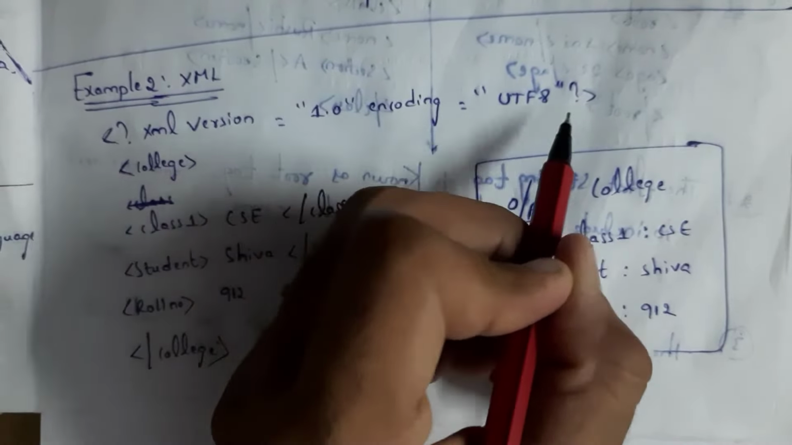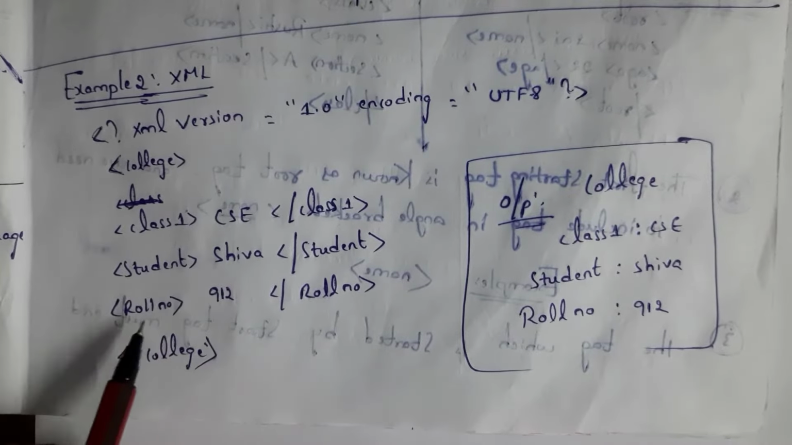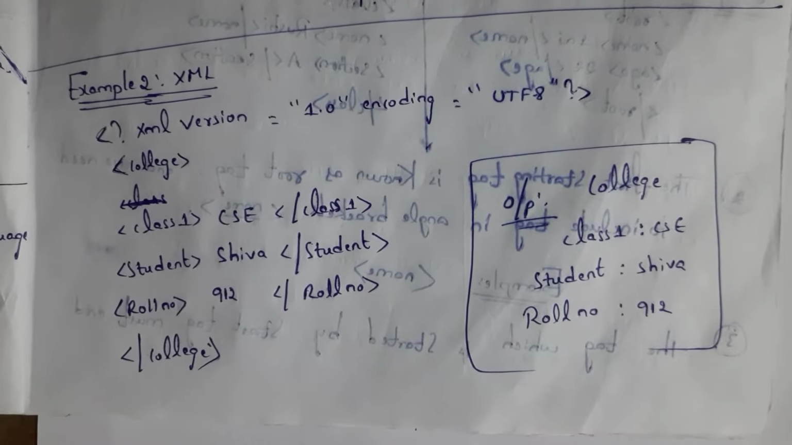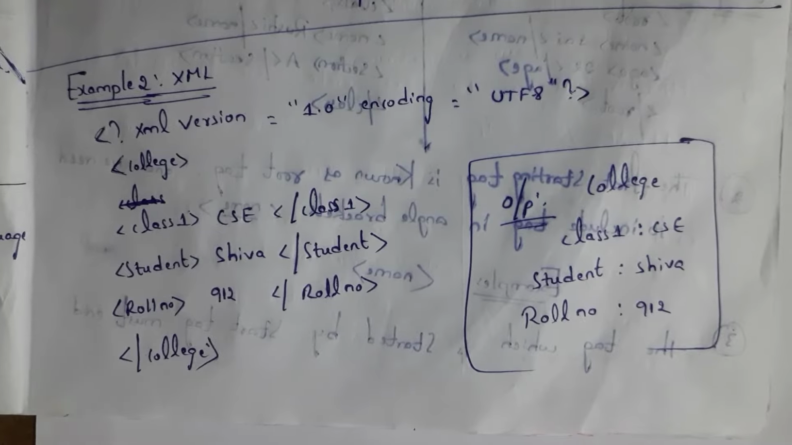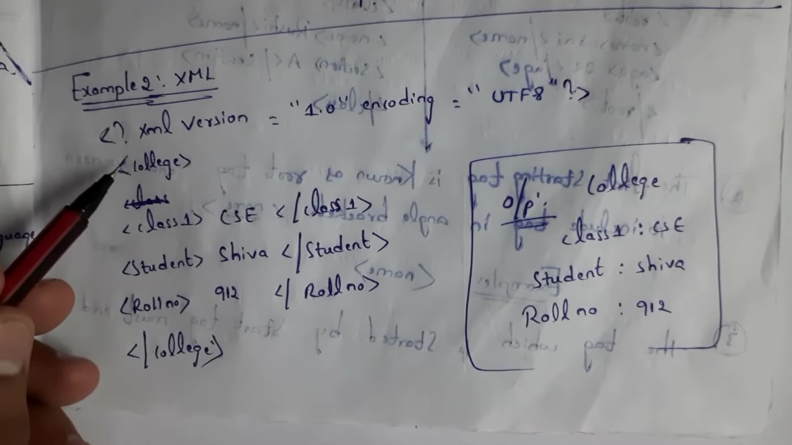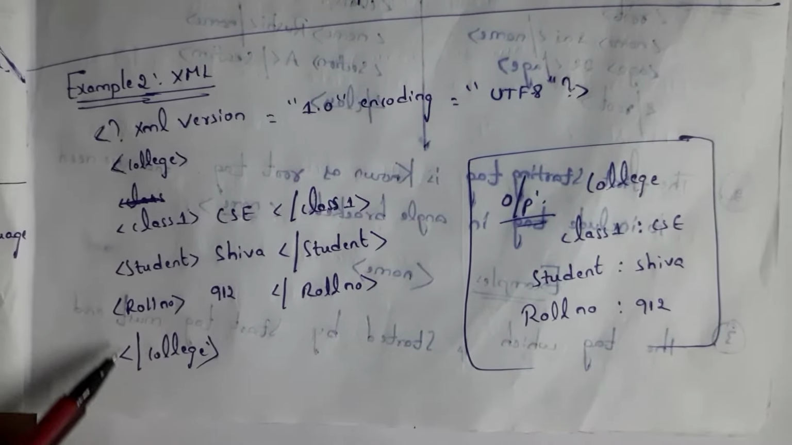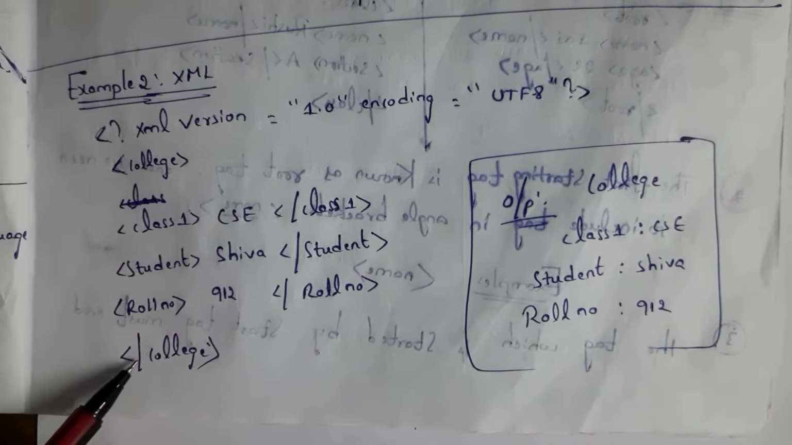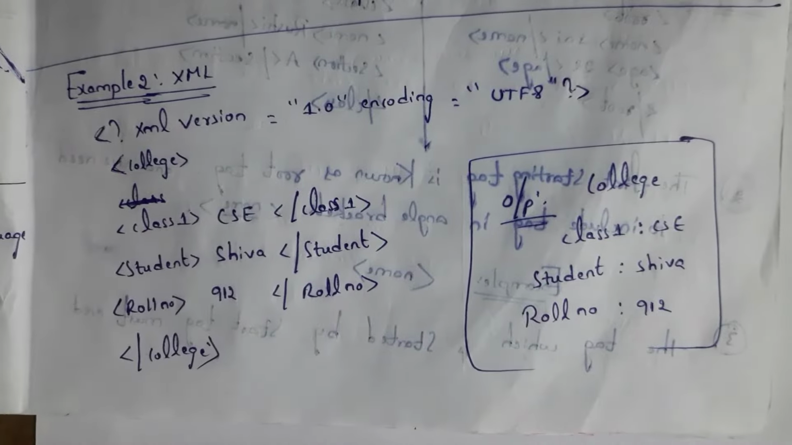After that I am writing a tag named college. Inside college there is class. That class name is CSC, and inside that class there is student. His name is Shiva and his roll number is 912. And in XML, for every open tag there should be a closed tag. If you see here, I wrote college. Similarly I closed this college. I opened class, student, roll number, and similarly I closed class, roll number and student.